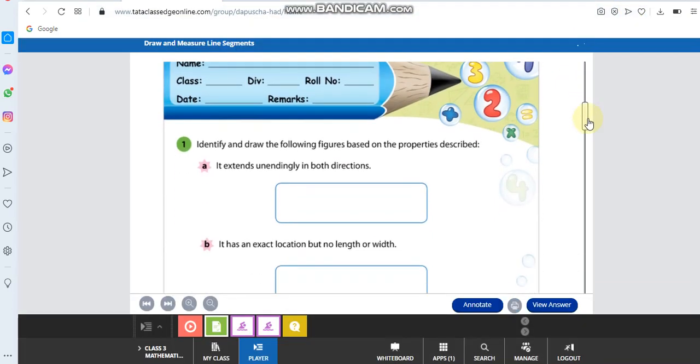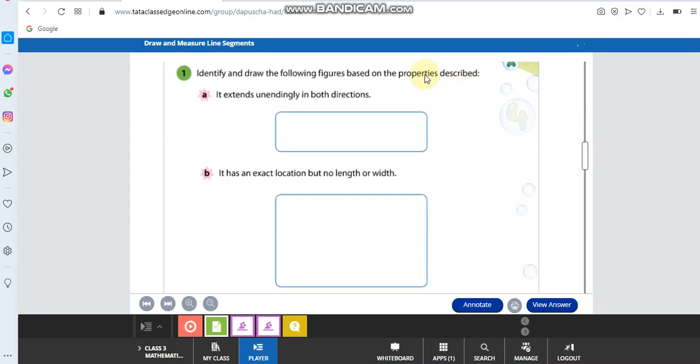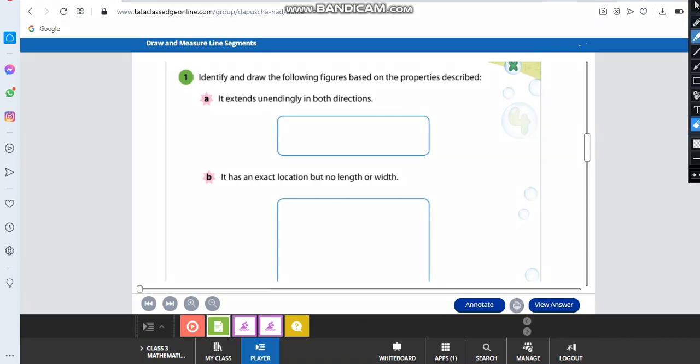Identify and draw the following figure based on the properties described. So number one is it extends endlessly in both directions. Just now we have read that endlessly in both directions. What is it? It is a line. So let us draw a line.